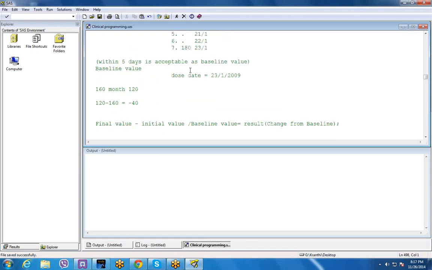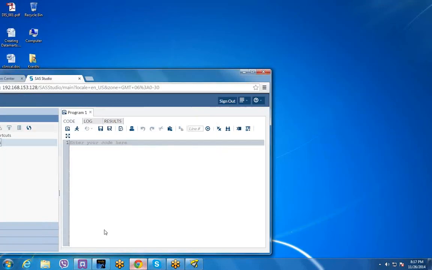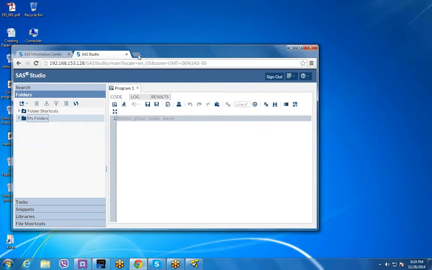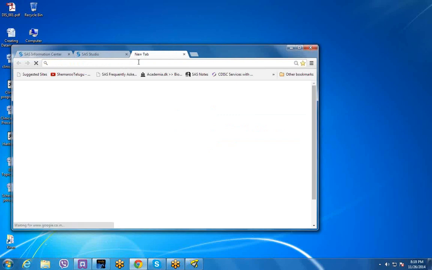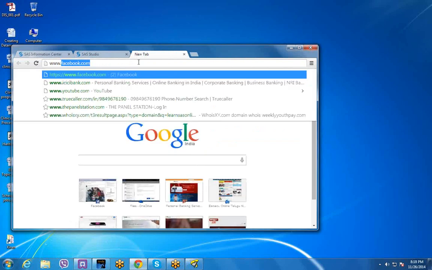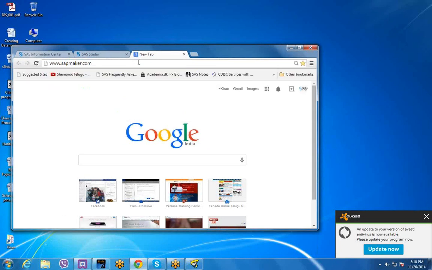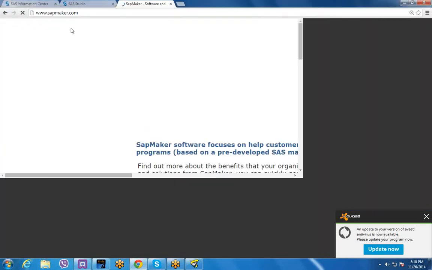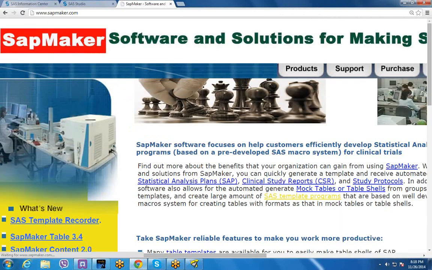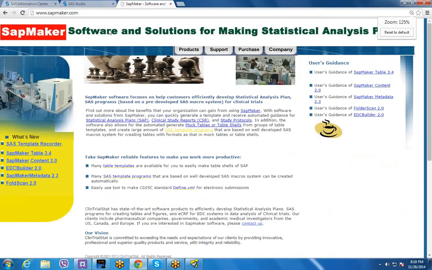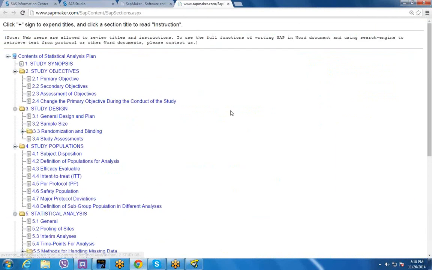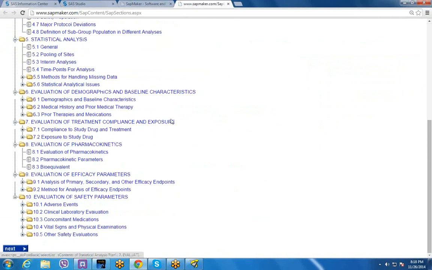Everything will be there in the statistical analysis plan only. One second, I will show you one SAP, because in the meantime, if you can go through that, you will get more understanding. There is a site called sapmaker.com. Just go to this site. In this there is a statistical analysis plan. It will show you what the content of the statistical analysis plan is.